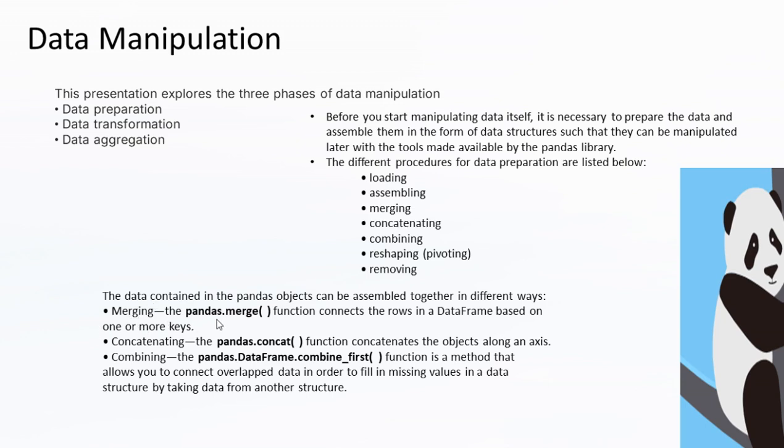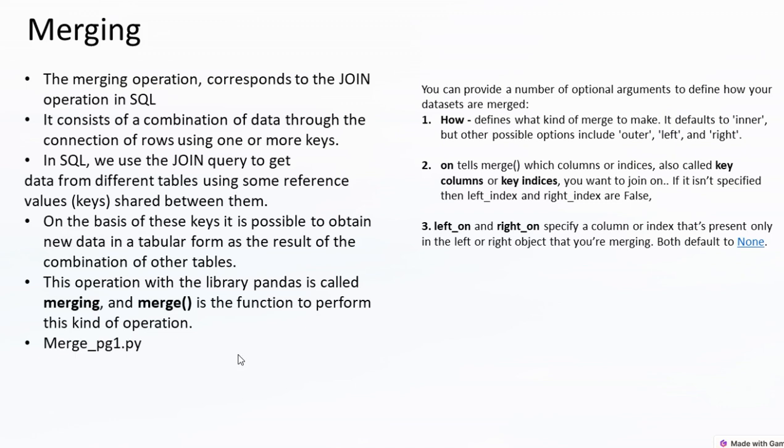To perform merging, you have to call the pandas merge function. This will basically connect the rows in a data frame based on one or more keys. If you're doing concatenating, you have to call the pandas.concat function, which will concatenate the objects along an axis. If you're doing combine, then you have to call the combine_first function, which allows you to connect the overlapping data in order to fill the missing values in a data structure by taking the data from another structure. So in today's session we will see just merging.